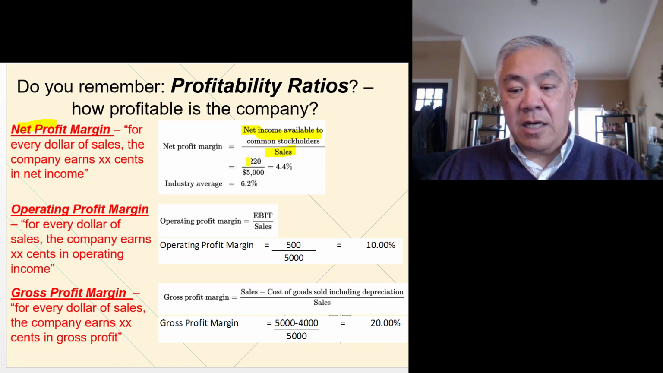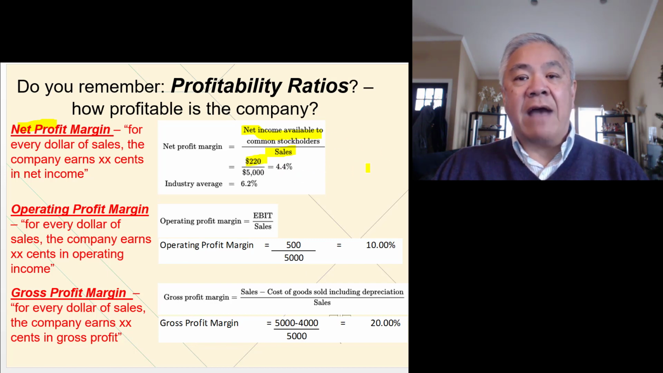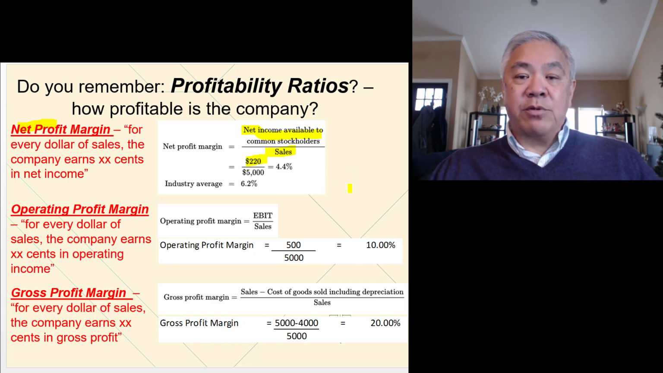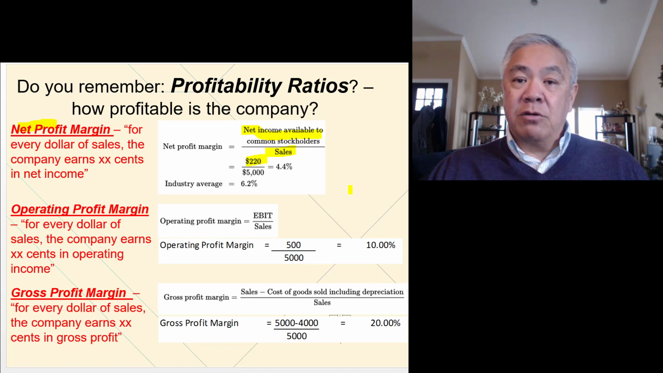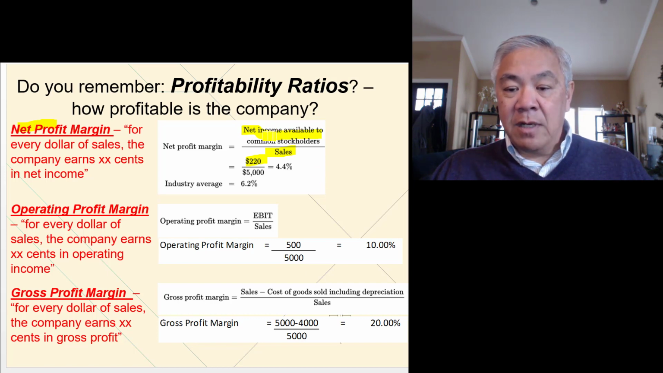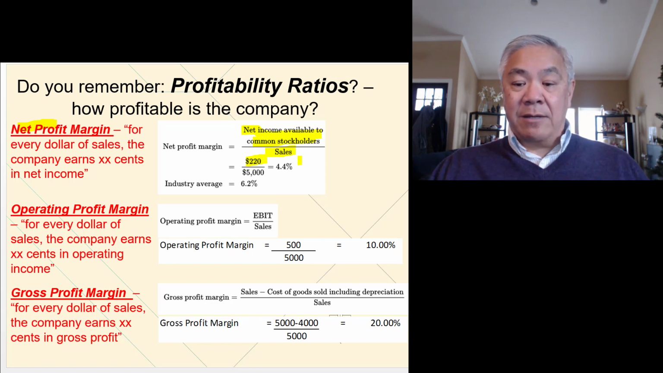We look at net income, but we want to make sure it's after we pay the preferred stock. Now, not every company has preferred stock, so there may be no dividends that would be necessary to consider. But in the case of a company that has preferred stock, see how much they pay in dividends, subtract that amount from net income, and you end up with this figure: net income available to common shareholders. The denominator is simple. It's simply sales.